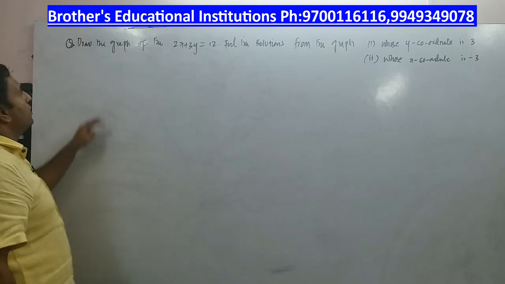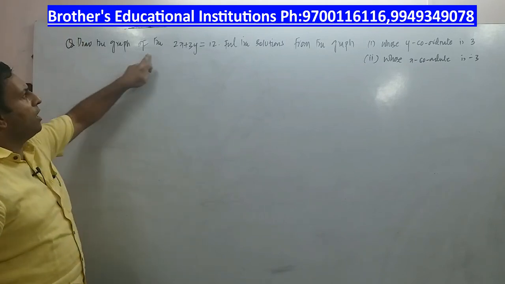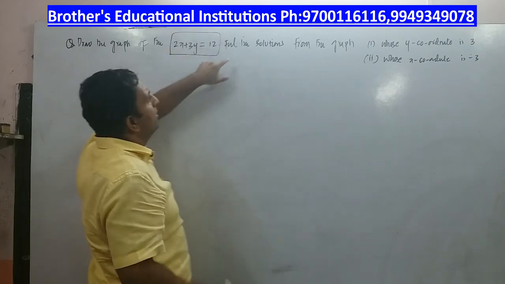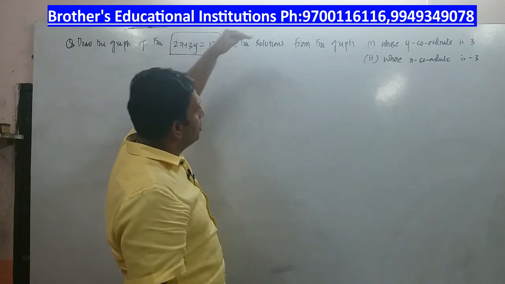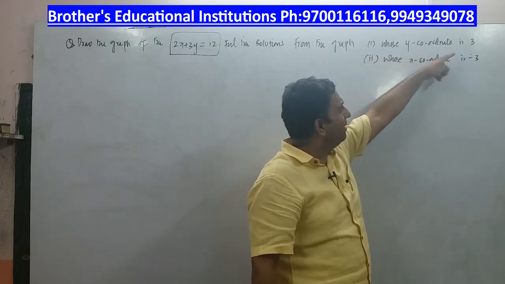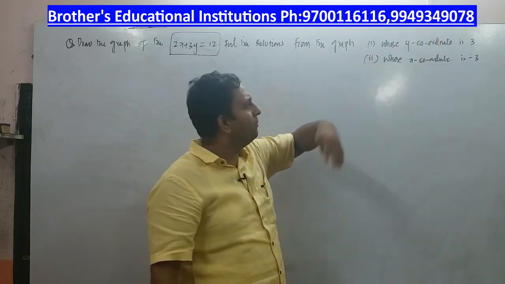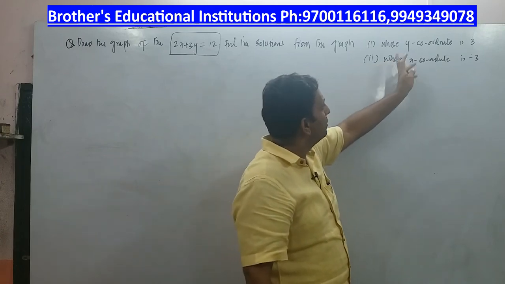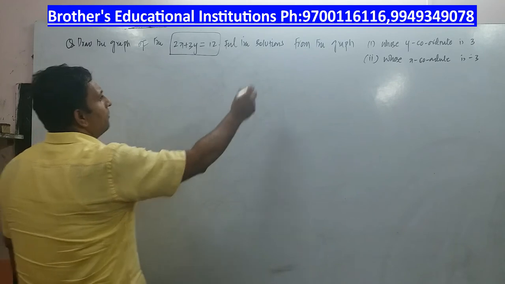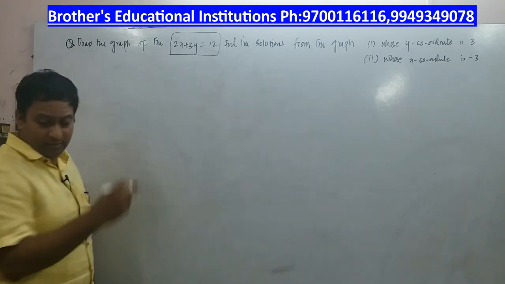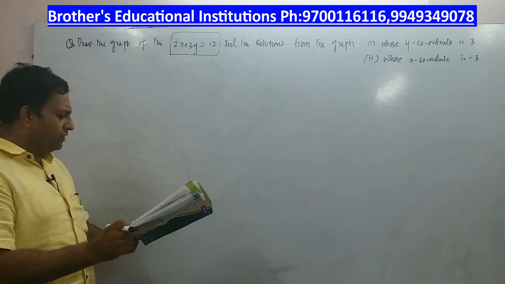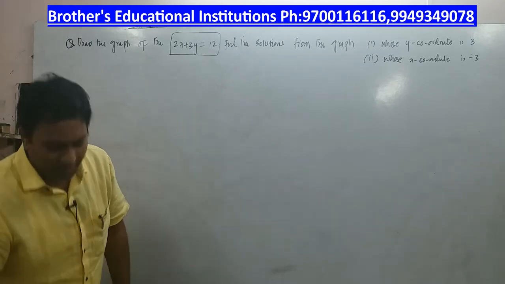Yes, children, the next question in front of you. Draw the graph of 2x plus 3y is equal to 12. This is a line. Once you draw it, find the solutions from the graph. From the graph, when the y coordinate is 3, what is the x value? Whose x coordinate is minus 3, what is the y value?